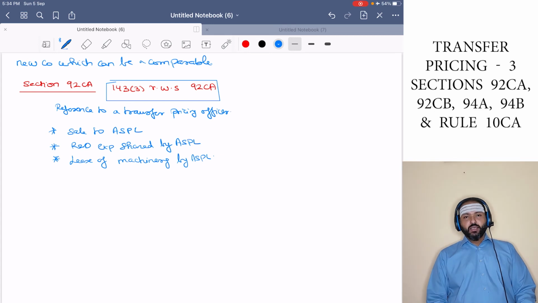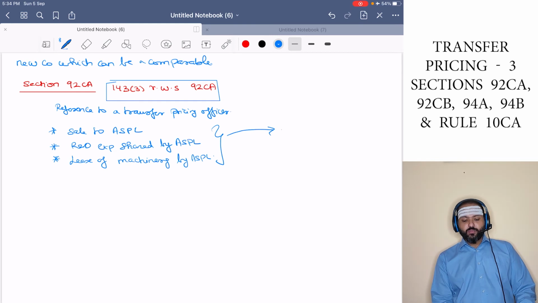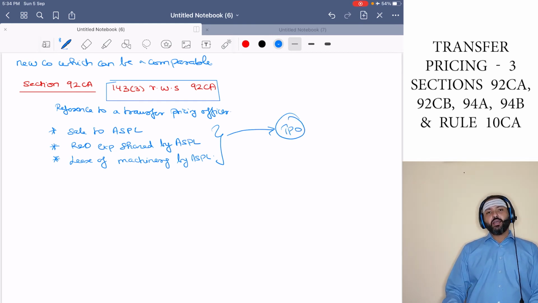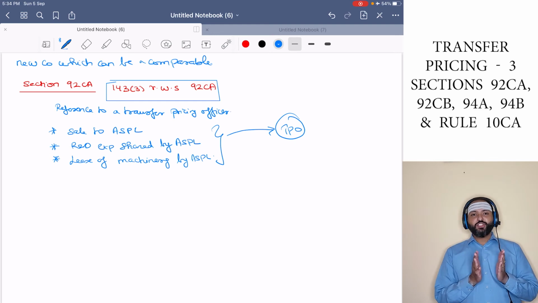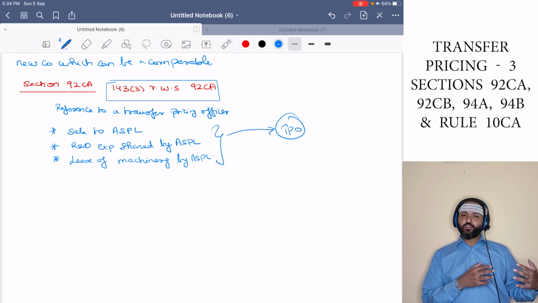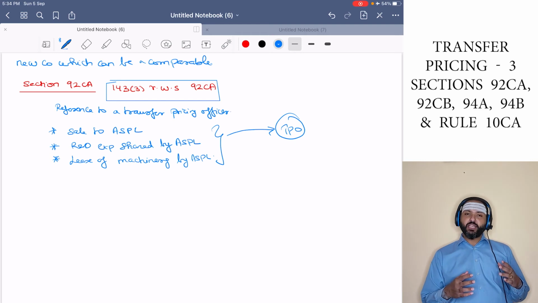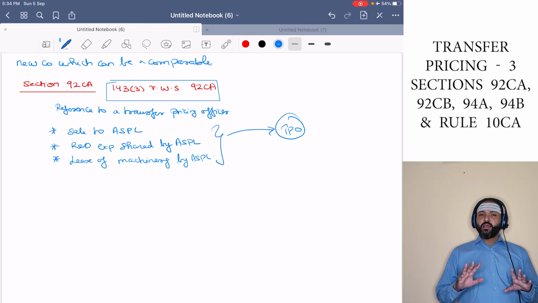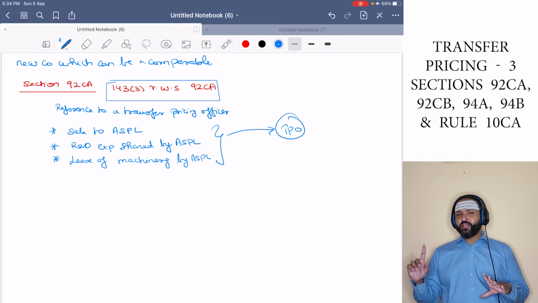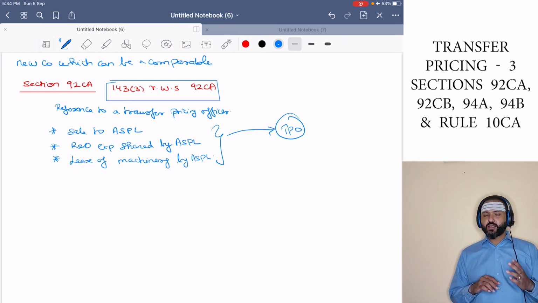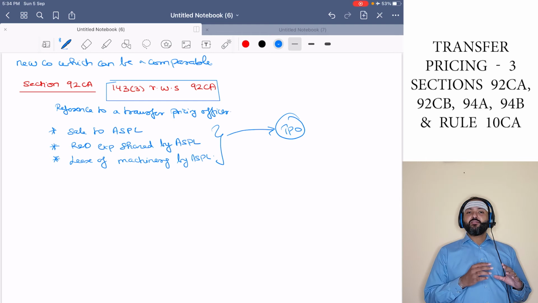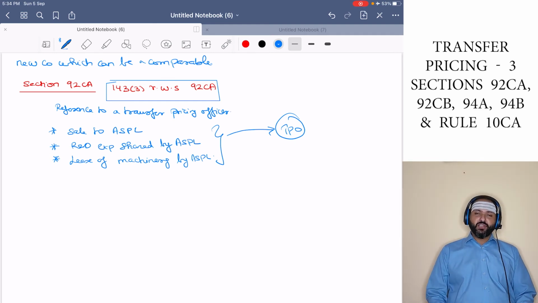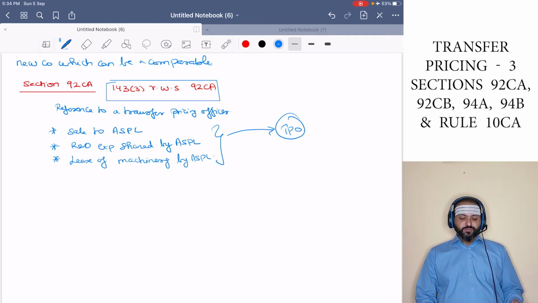So he refers these 3 transactions to the transfer pricing officer, because transfer pricing is an area which requires some sort of specialization in terms of how to determine the arm's length price, whether the methods applied are correct, and what the comparable companies are. So the assessing officer cannot do it on his own, and he will refer it to the transfer pricing officer. As I had told you earlier, there is an office in Greaves Road, Chennai, where you have the transfer pricing wing, where the transfer pricing assessments are done.